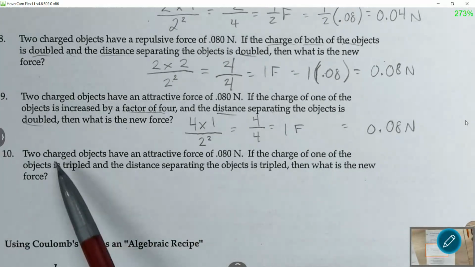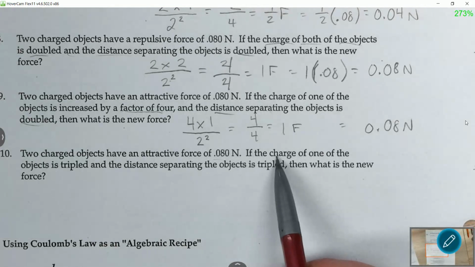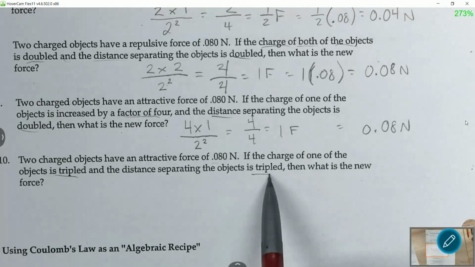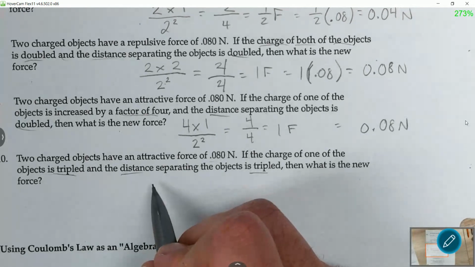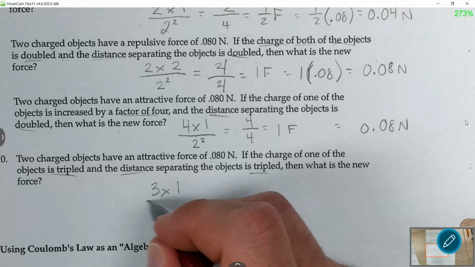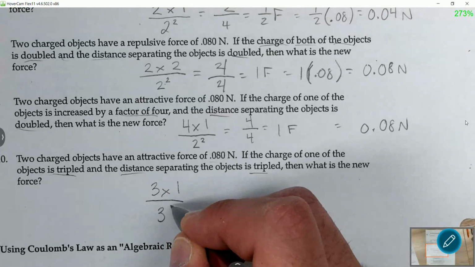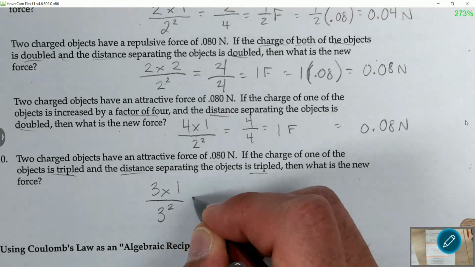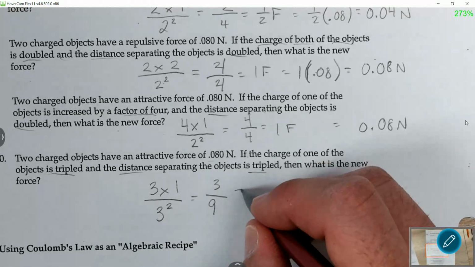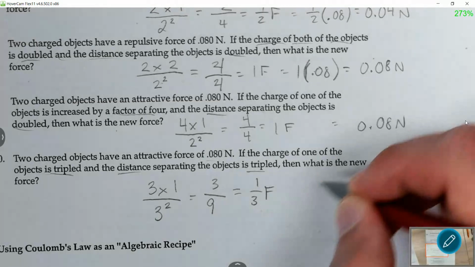So here, 2 charged objects have an attractive force of this. If the charge of one object is tripled and the distance is tripled, what's happening? Well, one of the objects is tripled, the other one didn't change, and the distance is tripled. So D on bottom becomes a 3, and you have to square it. What is 3 times 1? It's 3. 3 squared is 9. 3/9 reduces down to 1/3 of the force.